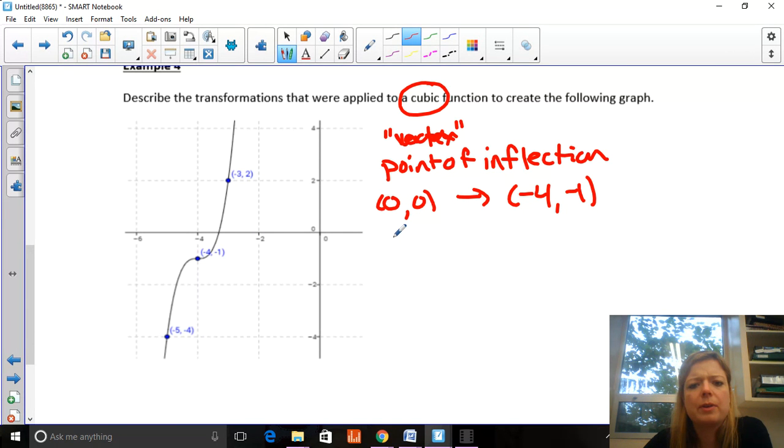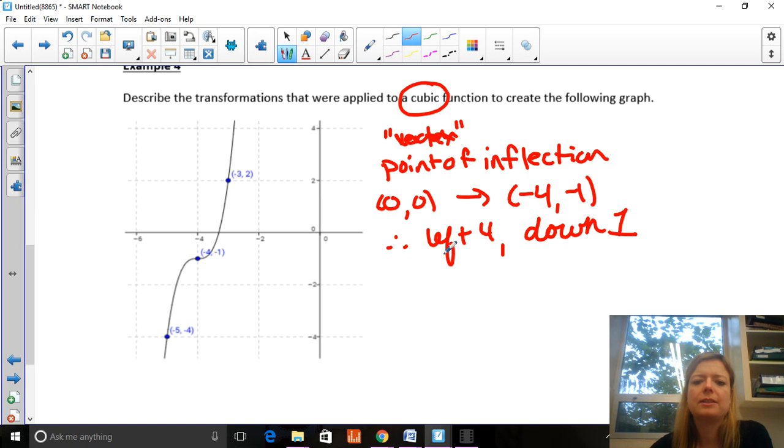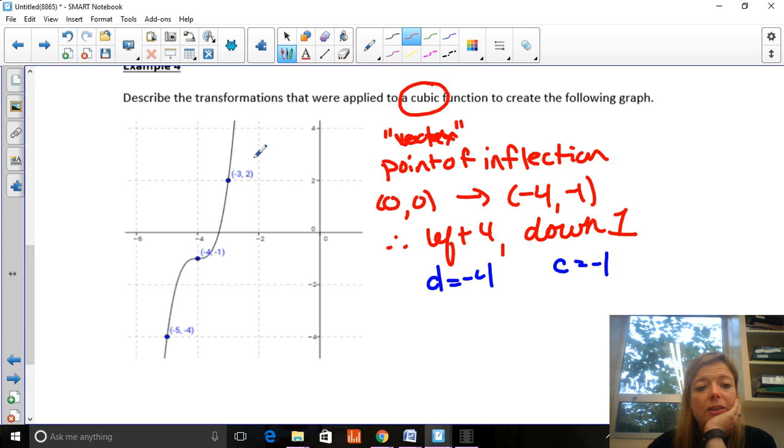So therefore we can say that it's been translated left 4 and down 1. If we wanted to come up with values, we could say our D value is -4 and our C value is -1. Then what else has happened to it? Well, has it been reflected? Actually, no, it hasn't. I lied. It's going from this way up. It has not been reflected.